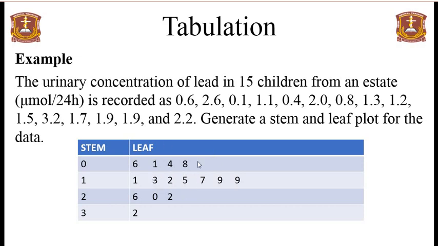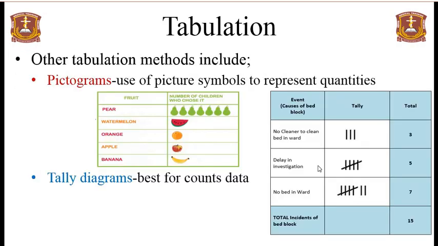So this is an example of a stem and leaf plot as commonly used in health sciences. Now the other methods of tabulation include pictograms, where we use pictures and symbols to represent quantities, like what we have in this table, where we can look at the number of children who chose a given fruit. For these fruits you can see the numbers, and this indicates the number of children, not really the fruits, so that a fruit can represent a child, and so on.